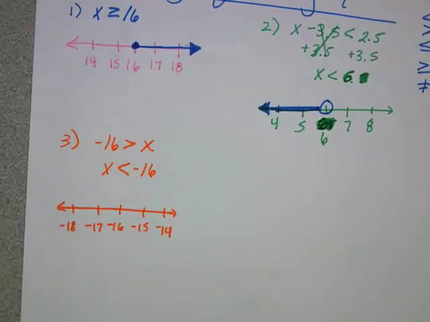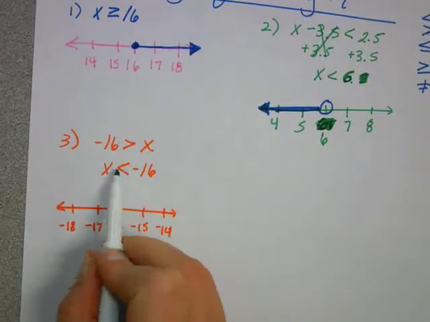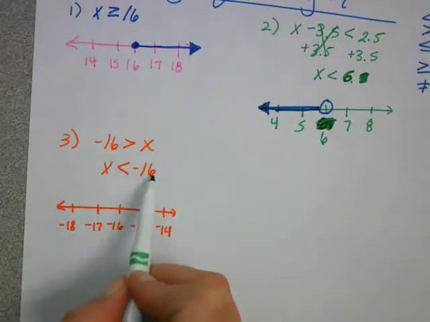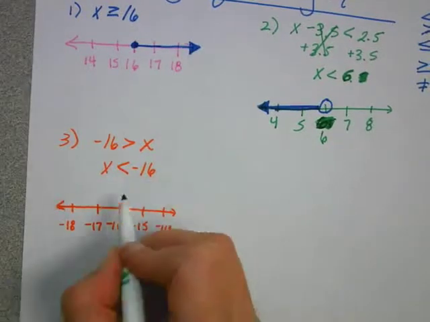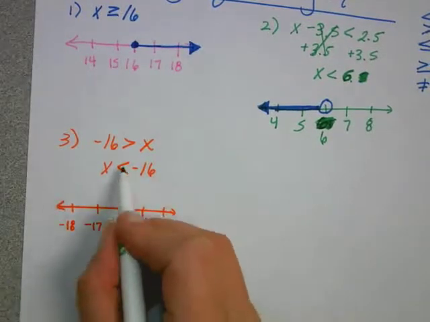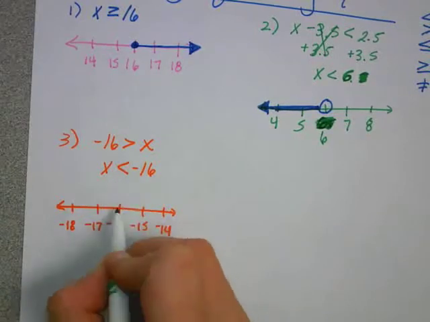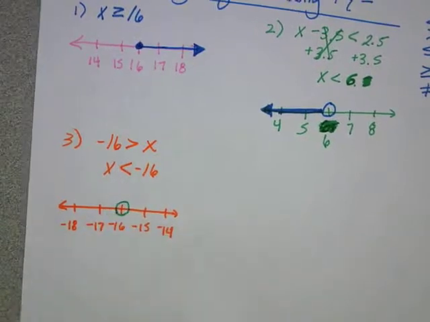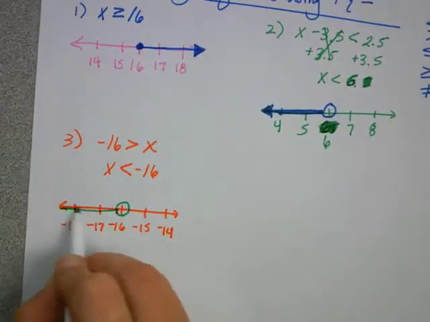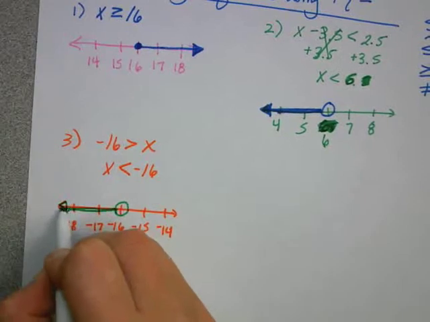If you have the variable on the left-hand side, then you will always be shading the way the arrow is pointing. If you have the variable over here, then you can't make that rule. Okay, so x is less than negative 16, so it's not equal to it, so I have an open circle, and less than it would be to the left, right on the line, shading the arrow, darkening it in.